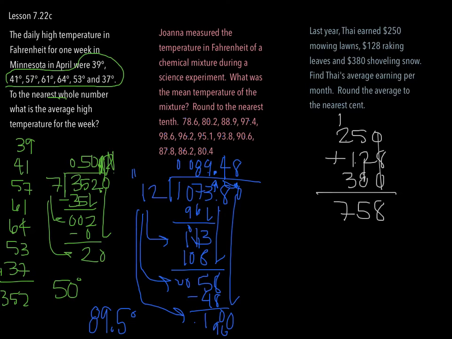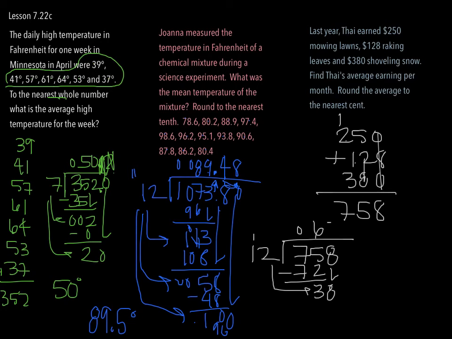So we're going to take this, and hopefully we know the number of months in the year. It should be something like 12. At least I'm hoping it's 12. Okay, so then we figure out how many. That would be 0. How many 12s in 75? That would be 6. Multiply that out. That's 72. Okay, we're going to subtract. 3. Bring down the 8. How many 12s in 38? That would be 3. 36.